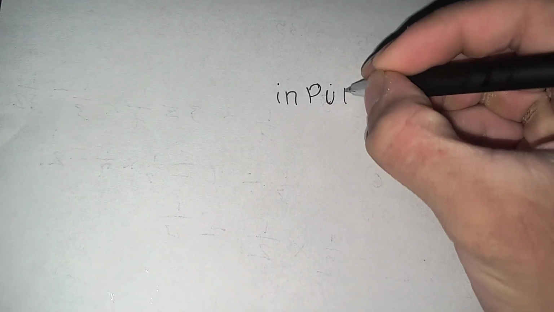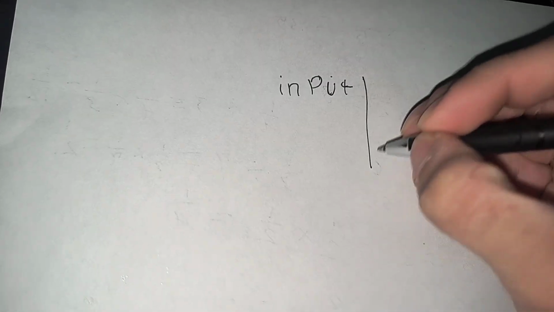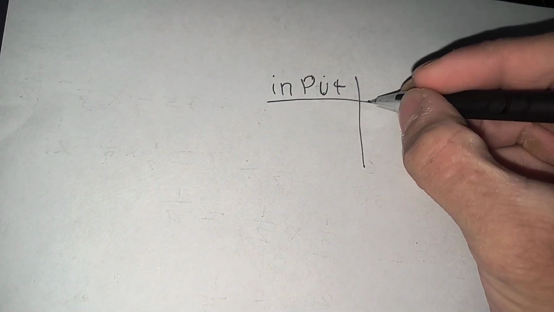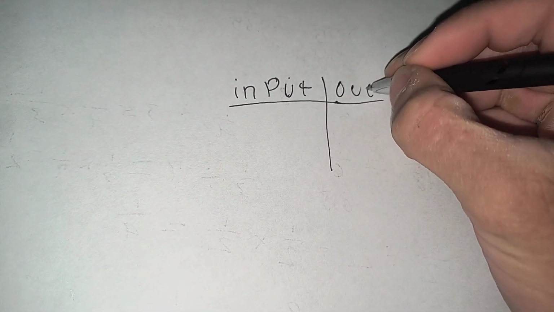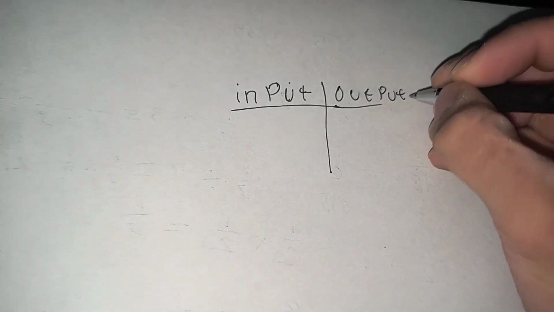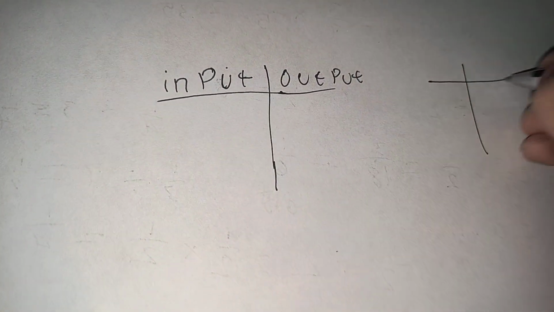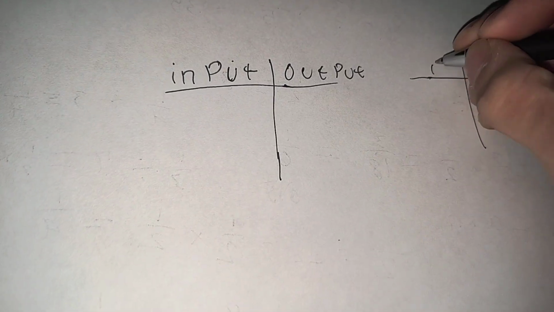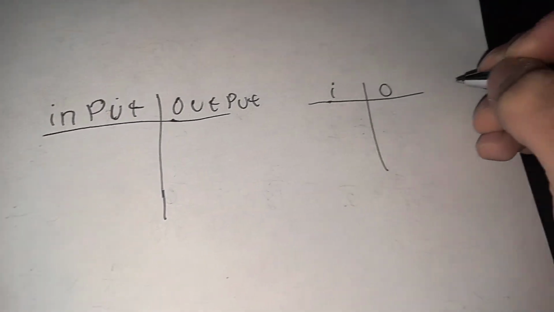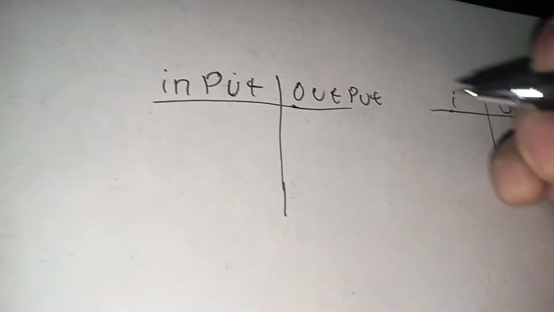Okay, let's say we have two input-output tables. We have one right here, and then we have one right here. Actually, I'm just going to put I for input and O for output. And we input X and we output Y.